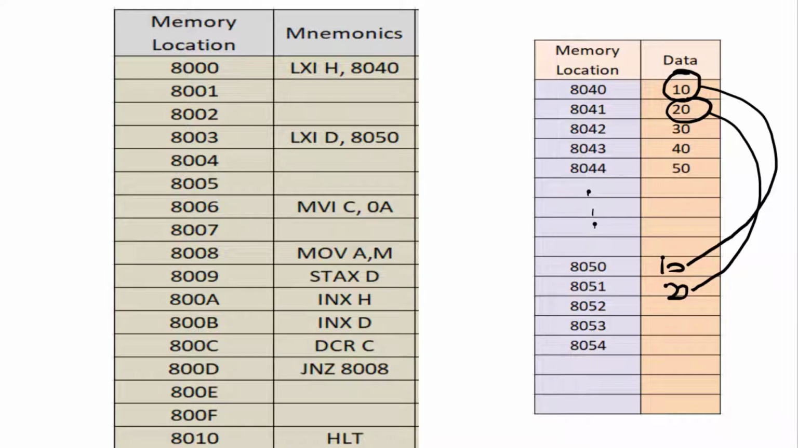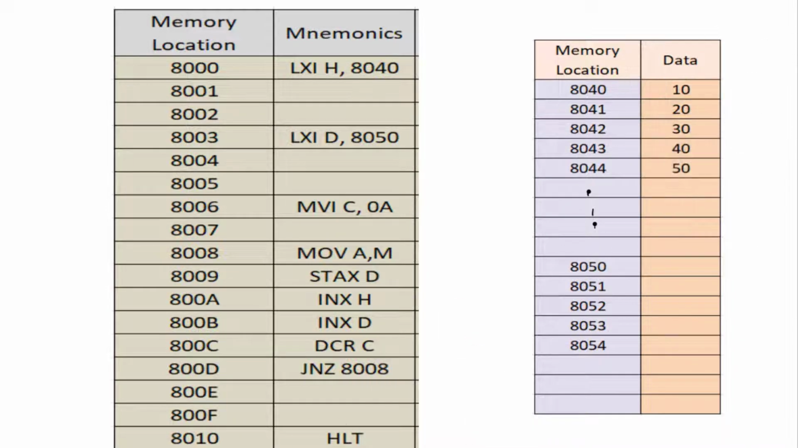I will just show one or two instructions, one data byte transfer. With LXI H, 8040, H contains 80 and L contains 40, and they also act as a memory pointer M. And with LXI D, 8050, 80 gets stored in D and 50 in E, and we can also use them as the memory pointer DE.